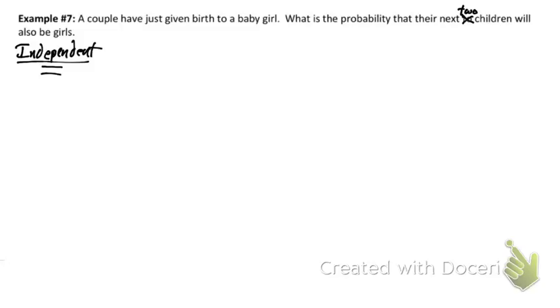Okay, so a couple have just given birth to a baby girl. What I want to focus on is not the correct language of it. I want to focus on that statement there. They already had the baby girl, right? Yeah. Does that affect anything else? No. Are we going to factor that into our probability at all? No. Because it's independent, I don't care what already happened. I care about what's going to happen. If this was dependent, then I would care what happened.